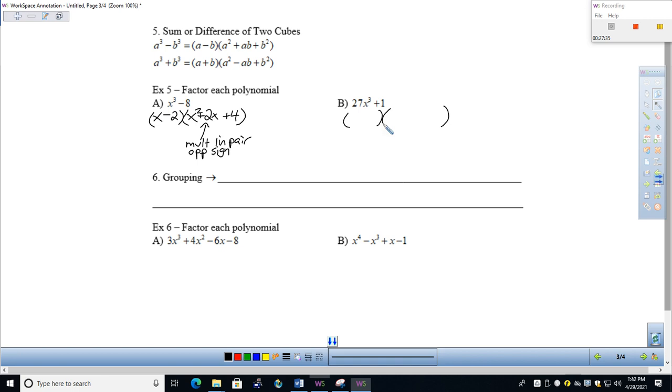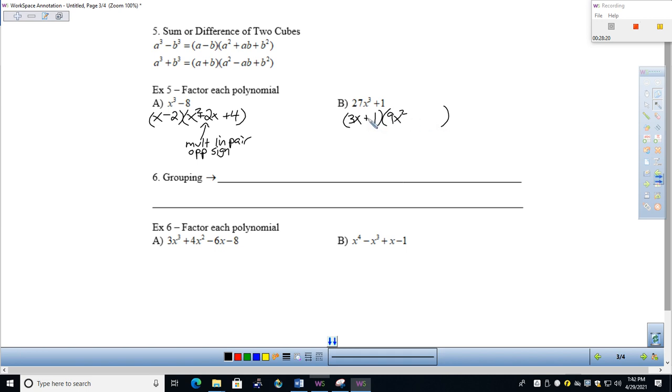All right, here's what I came up with. Linear version of this, well, cube root of this, everybody, is 3x. Cube root of 1 is just 1. That's a plus, and so that's a plus. This is just the linear version of 27x cubed plus 1. Now, 3 times 9 is what would give me 27. X times x squared is what gives me x cubed. So this has to be a 9x squared.